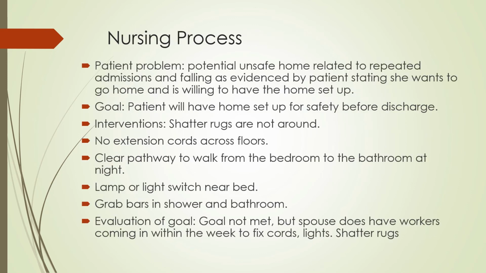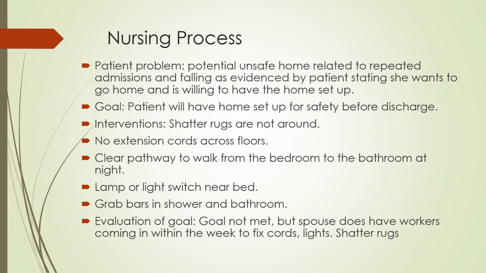So let's see here, you guys. Again, we're doing the same thing we did a while ago. The patient's problem, or the nursing diagnosis on this one, says potential unsafe home related to repeated admissions and falling. So this patient's repeatedly falling and having to be brought back to the hospital. But our patient wants to go home, and she's willing to have the home set up so that she can be safer in it. That's our nursing diagnosis, potential unsafe home. The goal is, I want this patient to be able to go home. Patient will have home set up for safety before discharge.